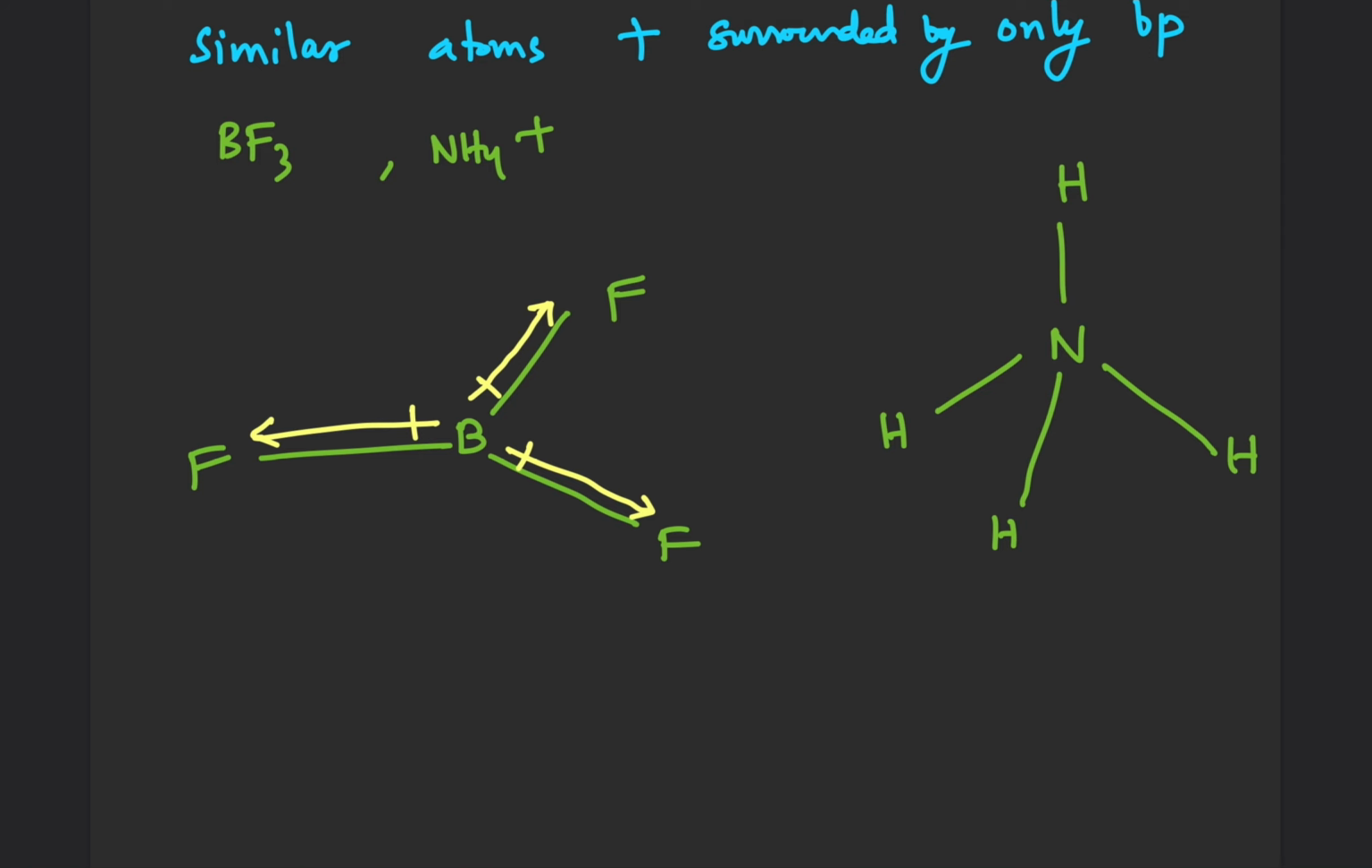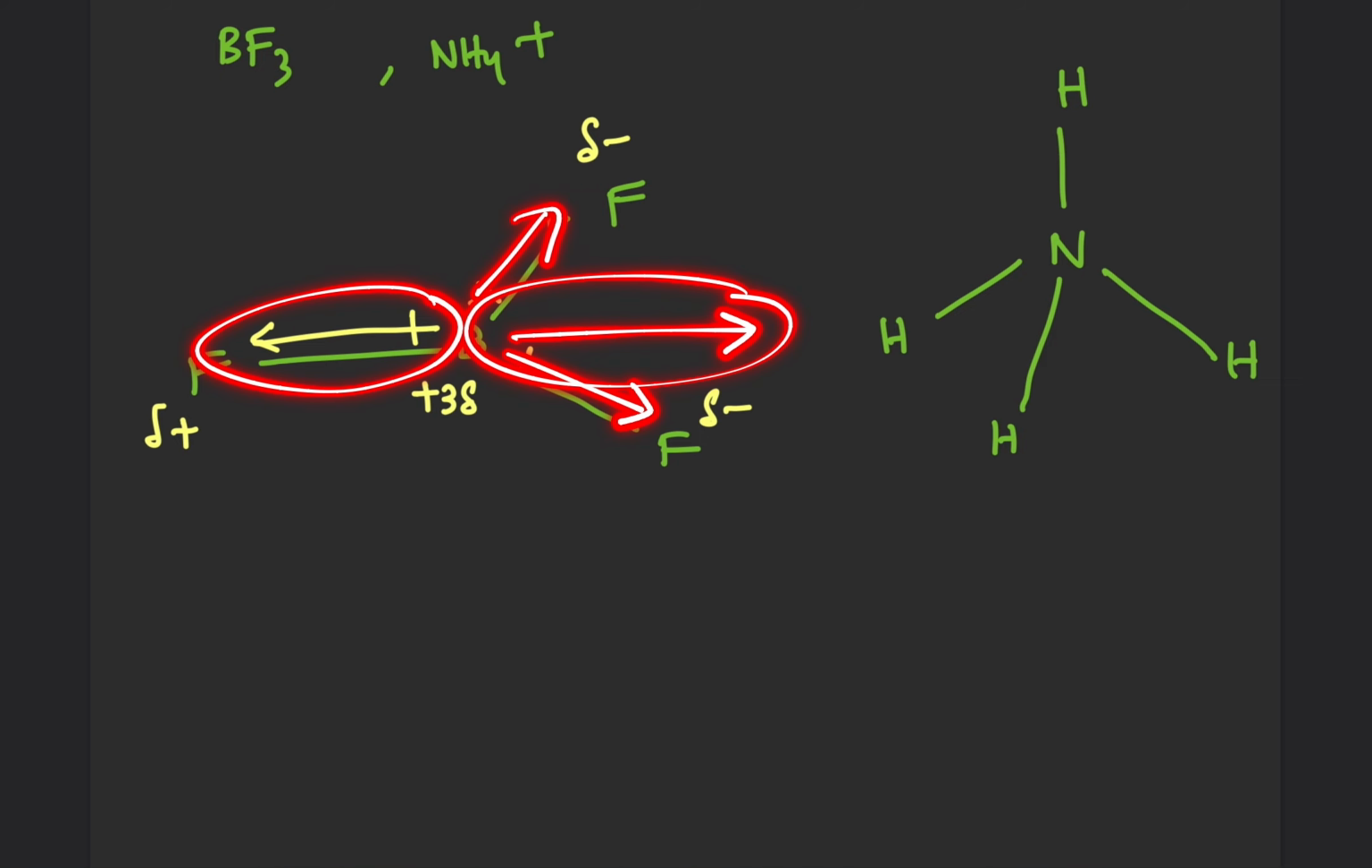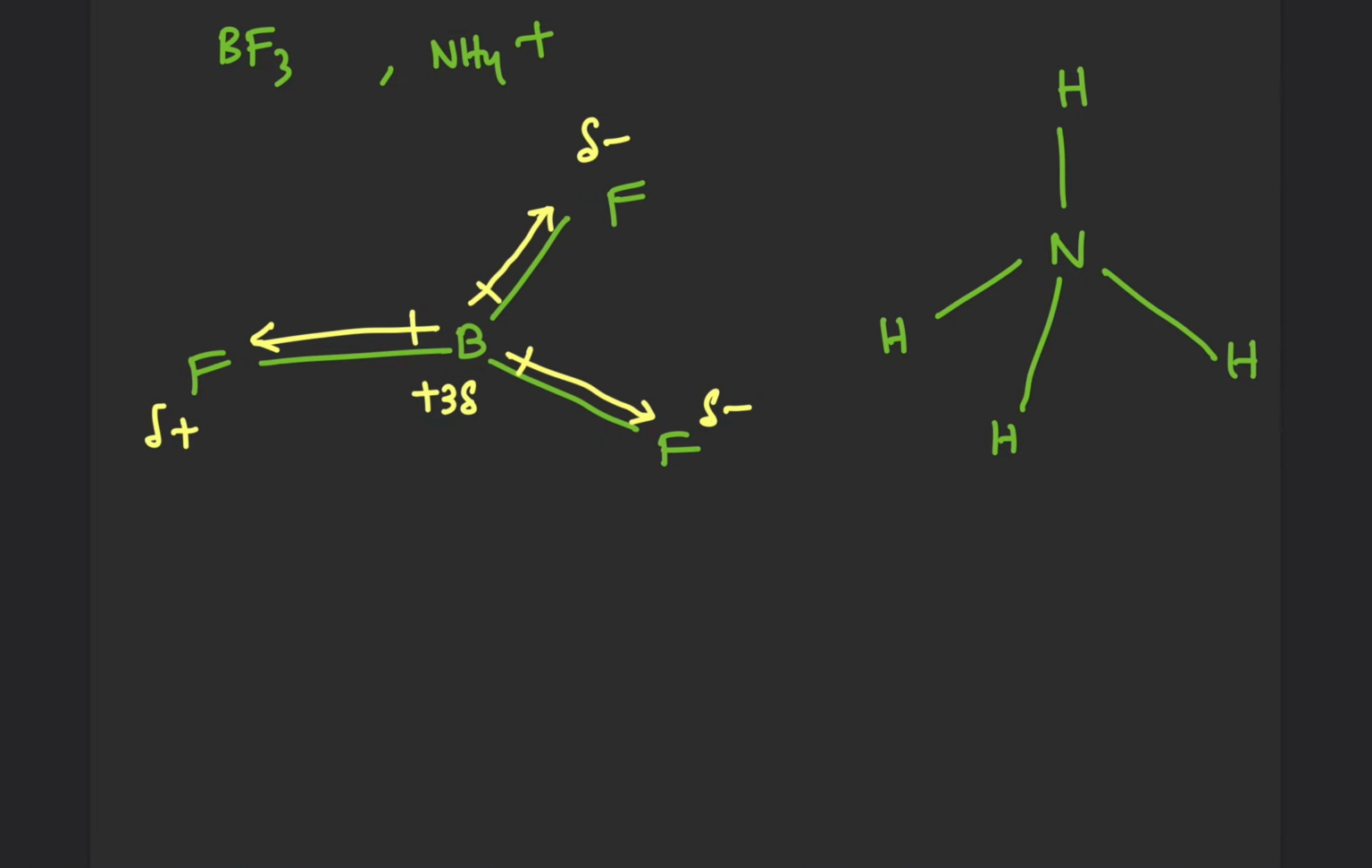As fluorine is more electronegative, partial negative charges are here, and boron will have 3 partial positive charges, right? So these are the individual dipole moments, and the resultant of these two will be here, and this cancels out, so the overall dipole moment is equal to 0.